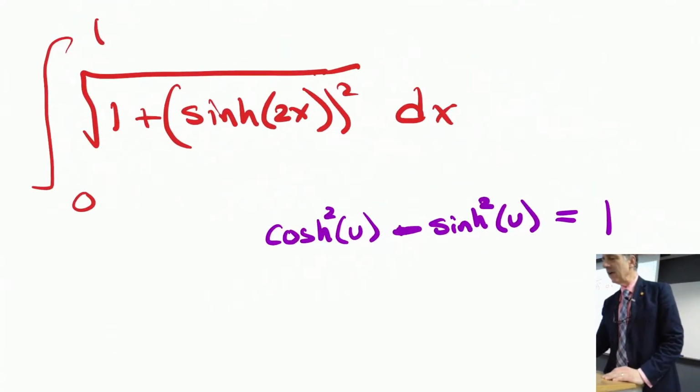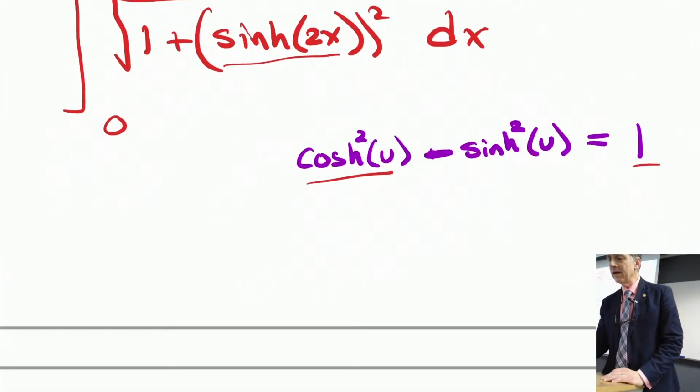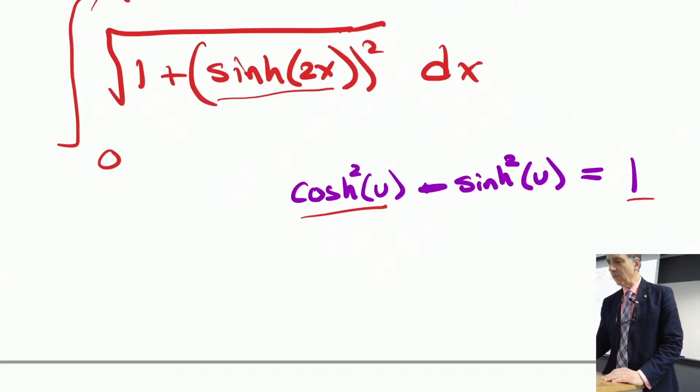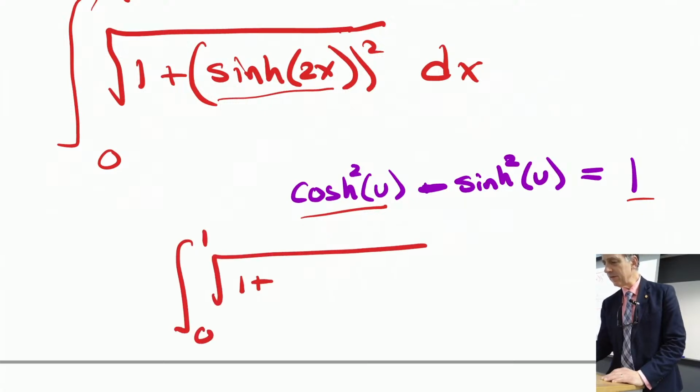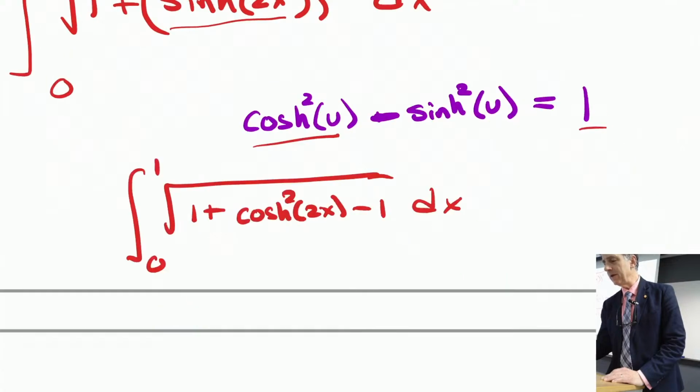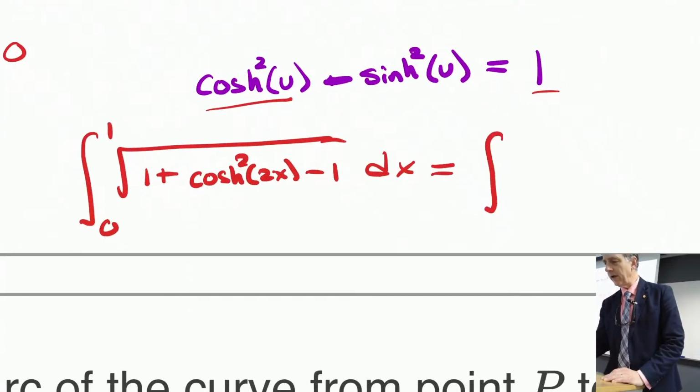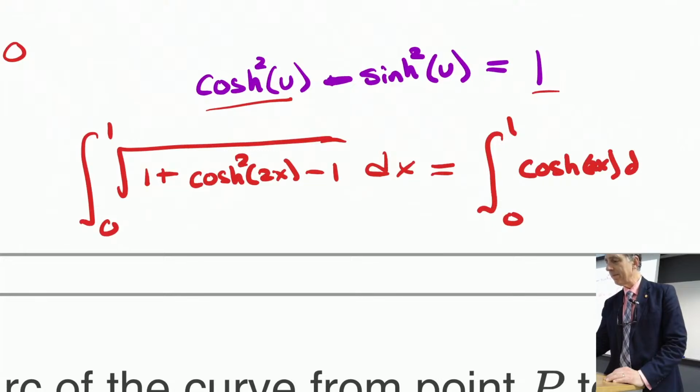So we're going to use this. The hyperbolic sine squared is the hyperbolic cosine squared minus 1. So this thing becomes 1 plus hyperbolic cosine squared of 2x minus 1. You can see what's going to happen is this will give us lots of joy, because you'll have just the square root of the hyperbolic cosine squared, which is just the hyperbolic cosine of 2x.